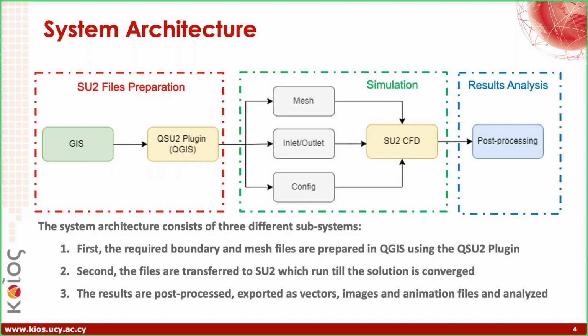The system architecture consists of three different subsystems. The first one is the SU2 files preparation, where the required boundary and mesh files are prepared in QGIS using the QSU2 plugin. The second one is the simulation, where files are transferred to SU2, which runs until the solution has converged. And the last one, the results are post-processed and exported as vectors, CSVs, images, and animation files.